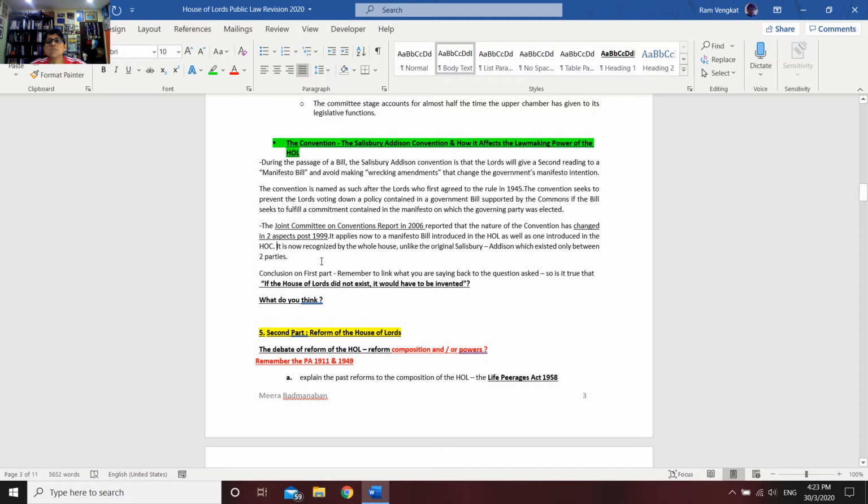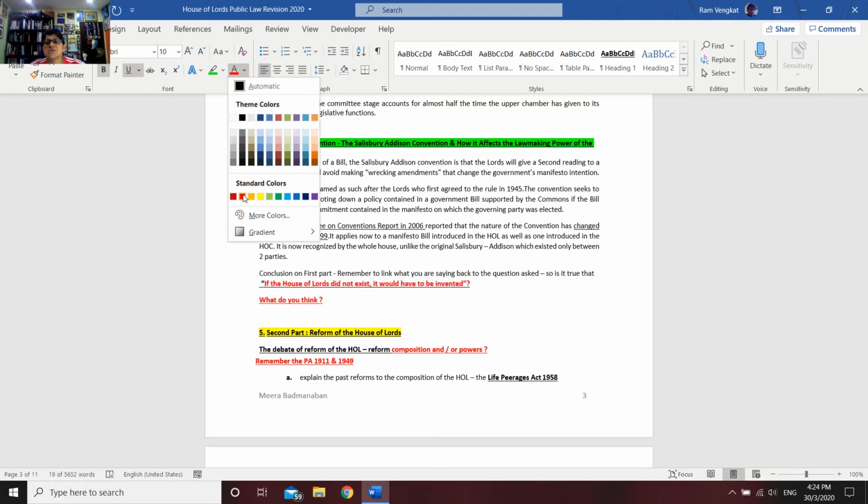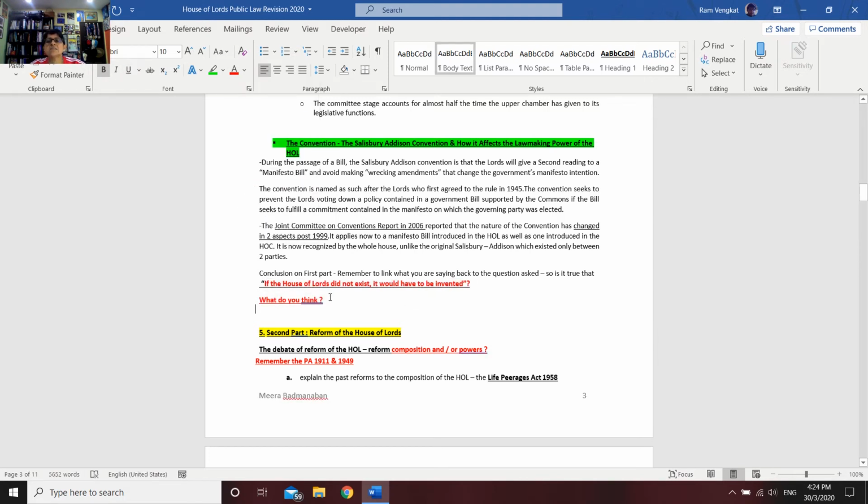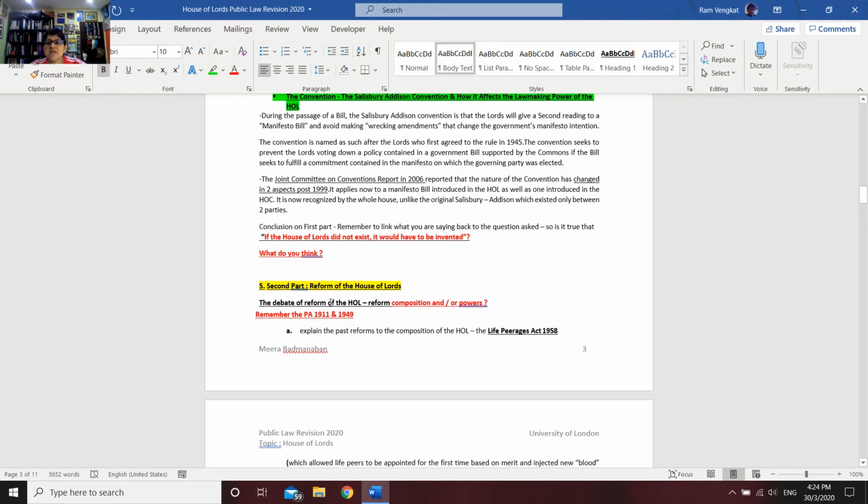All right? So once you've done all that, you can conclude on the first part, link what you're saying to the question. Remember the question: if the House of Lords did not exist, would it have to be invented? Remember that first part? I'll put it in red here. Yes, my answer would be yes. It does such important work. If it was not there, we would want to invent it. It's that important. That brings me nicely to the second part, reform of the House of Lords.